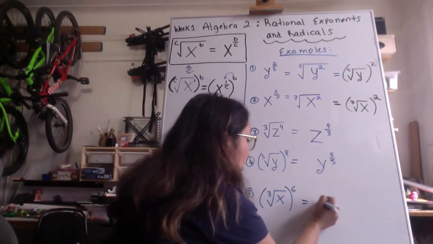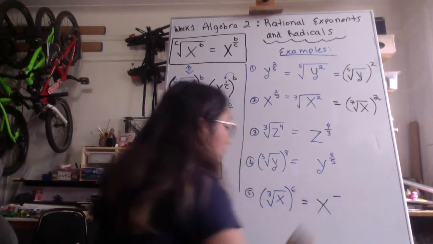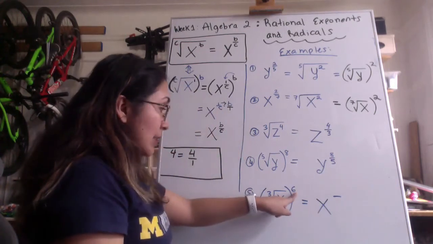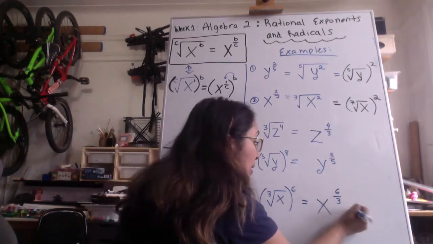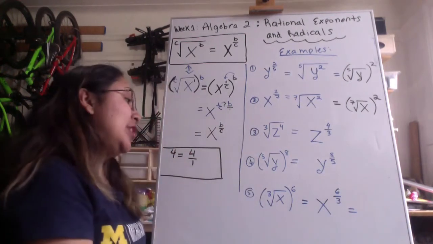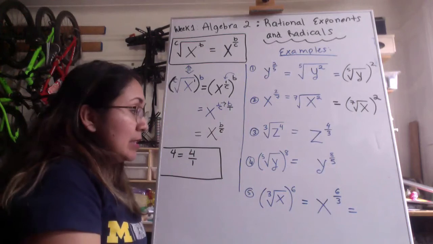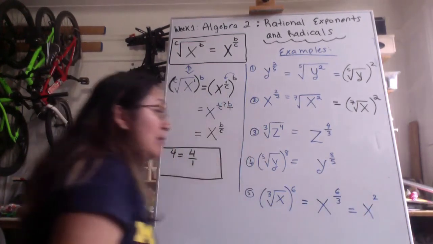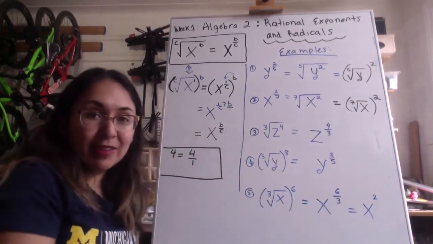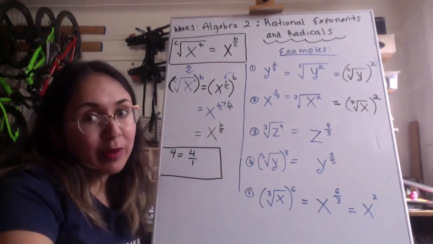And then here, again, same base. The exponent is my numerator, the index is my denominator. And I can simplify this. 6 divided by 3 is actually 2. They're both correct, but this is a more simplified version. Okay? I'm going to do it in Spanish now.